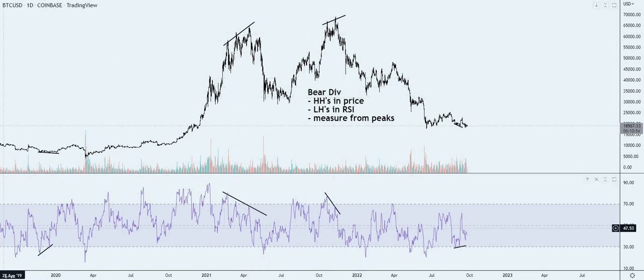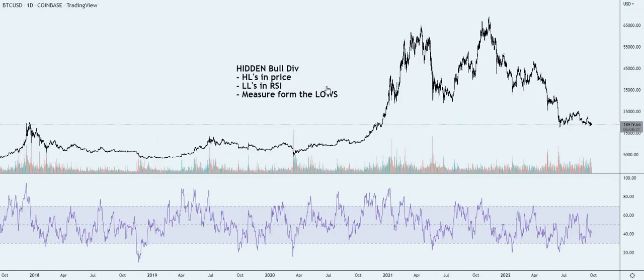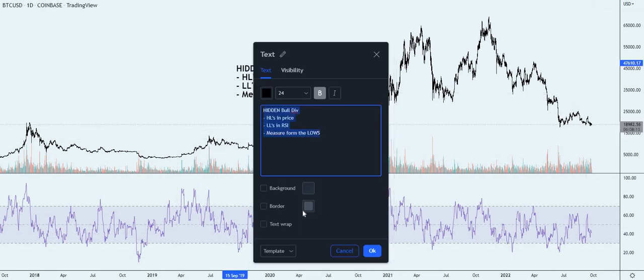So let's move on now to hidden bullish divergence. All right, hidden bullish divergence. Now, a little bit tougher to find. Usually in strong trends, we can find it though. We make higher lows in price with lower lows in RSI. Okay, higher lows in price, lower lows in RSI, and we're measuring from the lows. Okay, measuring from the lows.